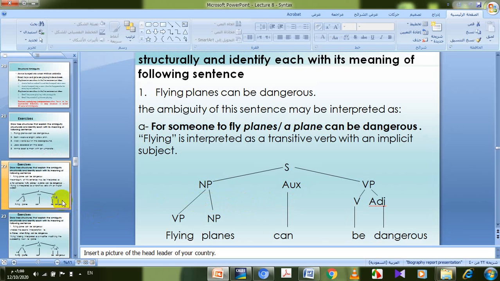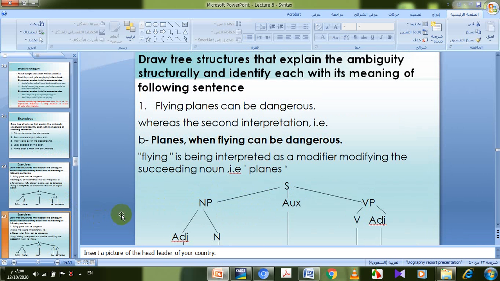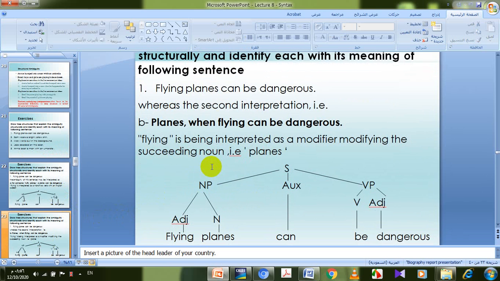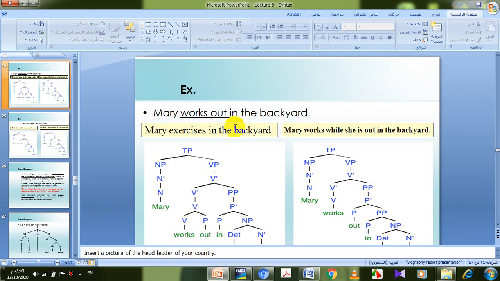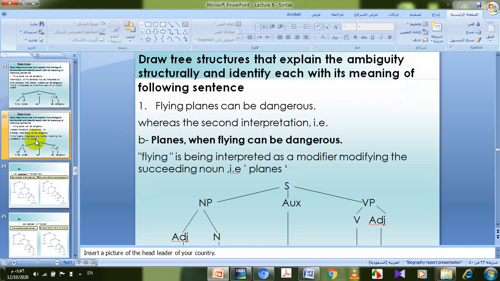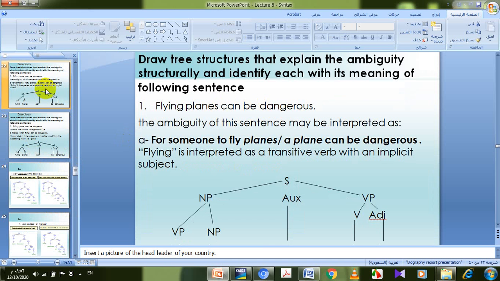Okay, let's see the other example. Mary works out in the backyard. Mary works out in the backyard. We need to have another sentence. Flying planes. This is flying planes.